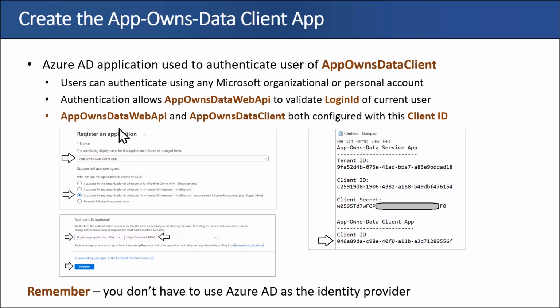Now, let me once again point out that when you create your AppOwnsData embedding architecture, you don't have to use Azure AD as the identity provider for your client, but in this scenario, we're going to do it just because it's easier to not involve another identity system, as I'm trying to get so many people to get this demo up and running in their development environment.